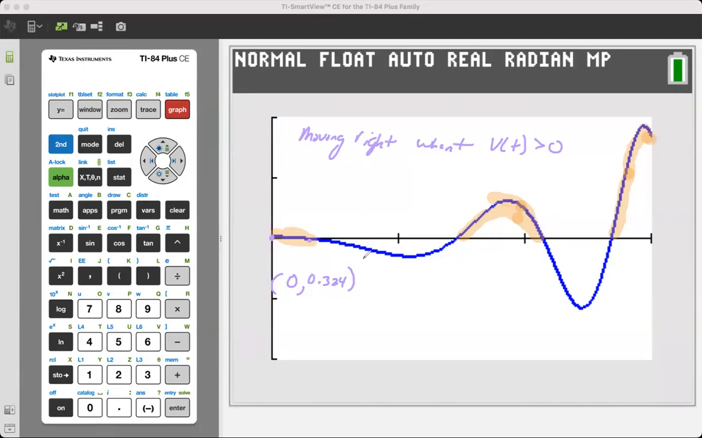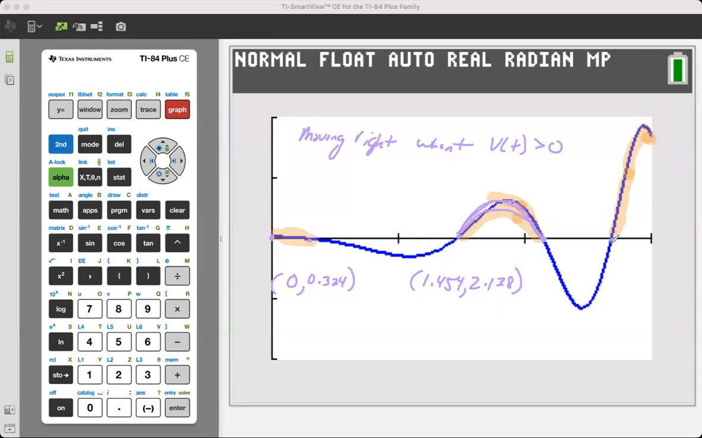Now the particle is moving to the left when it's below the x-axis, looking at the velocity function. From here, which would be 1.454, to here, which is 2.138 approximately. Okay, it's moving to the right because it's above, the velocity is positive. Now the particle is moving to the left because it's below the x-axis, negative velocity.